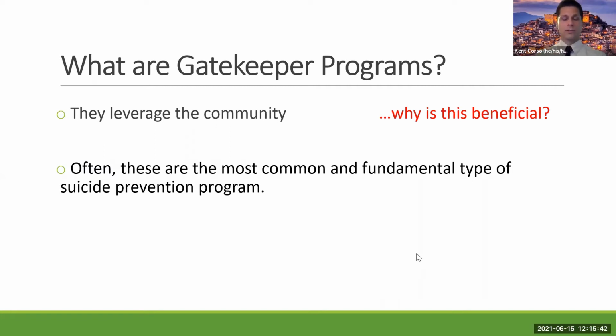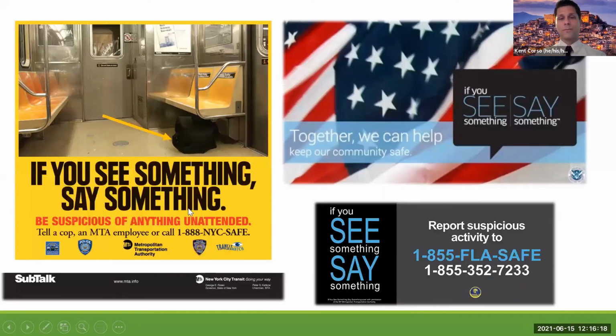So just to be clear here, gatekeeper programs, you'll see things like ASSIST, ASK, START, QPR. These are sort of the very foundational suicide prevention programs that we really do need to have. They are about 30% effective. In other words, they can help reduce suicides by up to maybe a third. And what we're going to talk about over the next 6 one-hour sessions is how to build on that, how we can take those basics around gatekeeper programs and really lean in and lean forward and accomplish more.